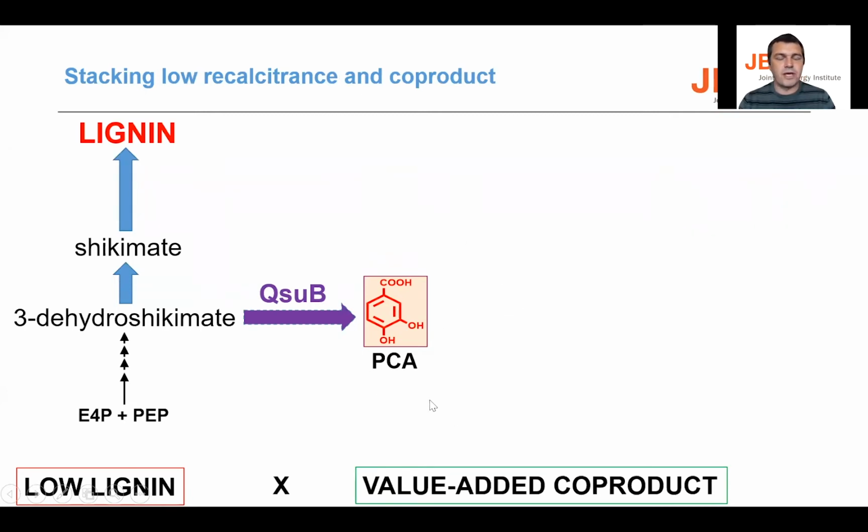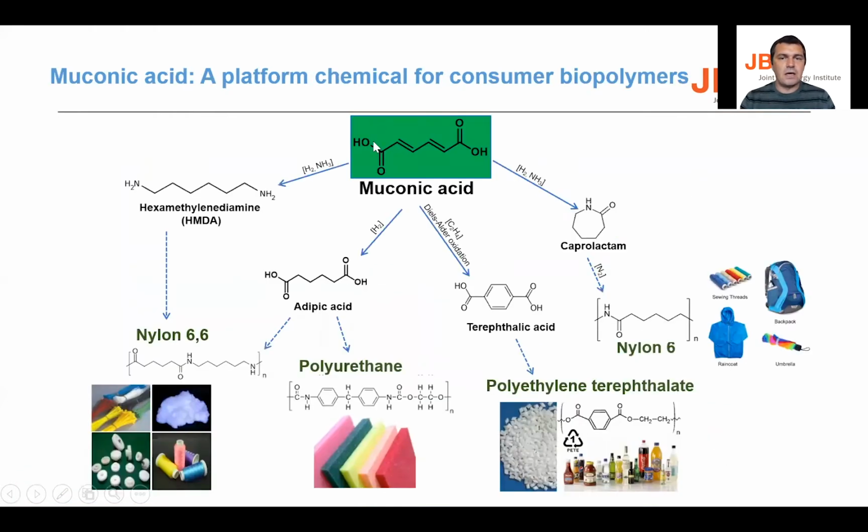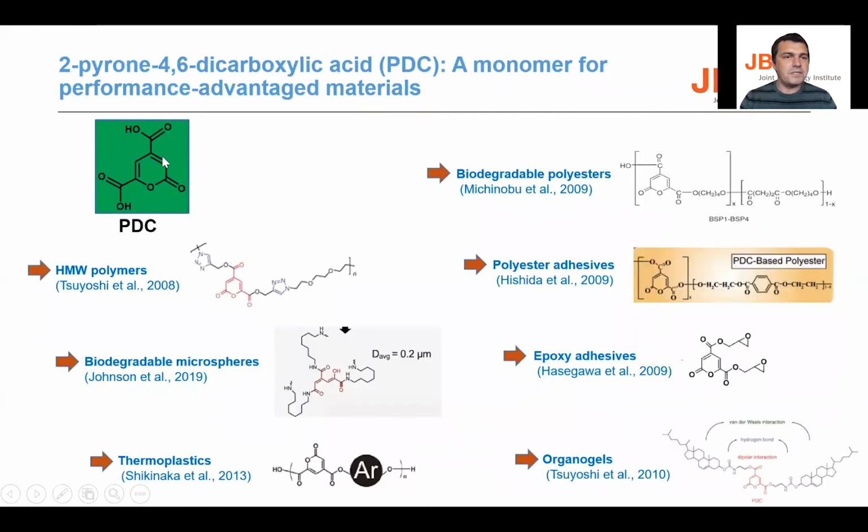And these plants also accumulate protocatechuate. So the next question we asked was, can we leverage this protocatechuate accumulation to produce something valuable inside the plant and stack the value-added co-product trait? And we decided to focus on muconic acid and 2-pyrone-4,6-dicarboxylic acid, PDC. Muconic acid can be easily converted chemically to compounds that are used for the manufacturing of several consumer polymers, such as nylon, foam, and plastics. And PDC is a functional monomer that can be used for the manufacturing of performance advantage materials, such as strong adhesives or more biodegradable plastics.